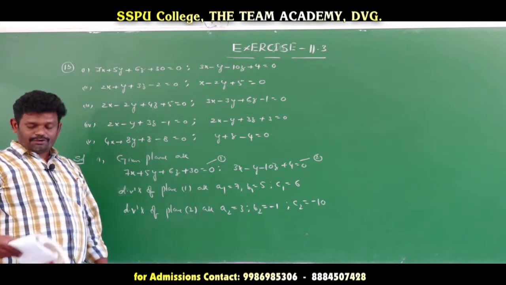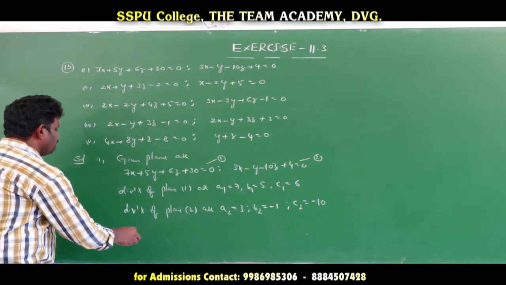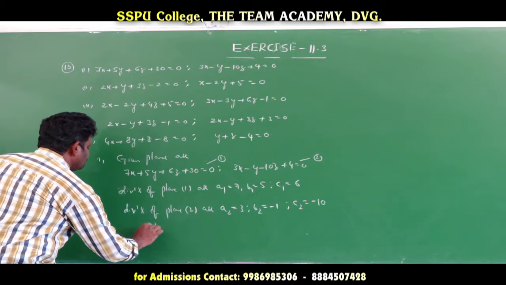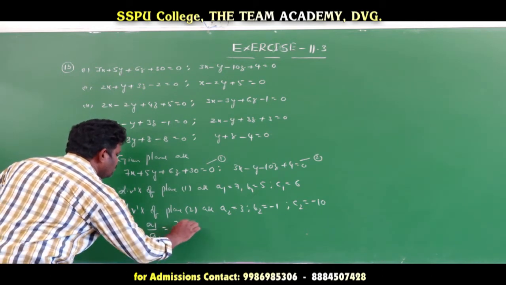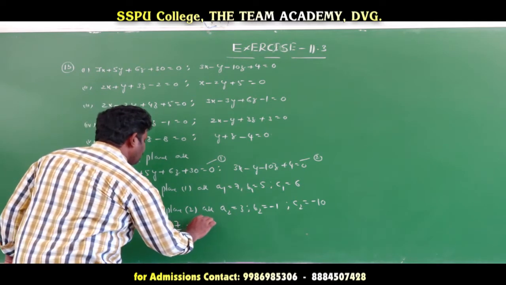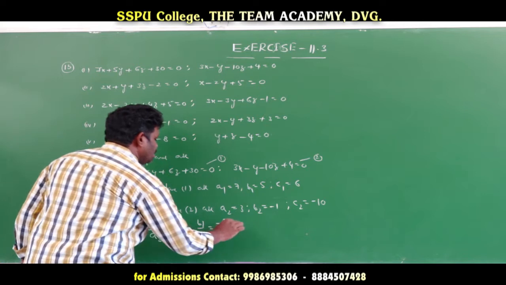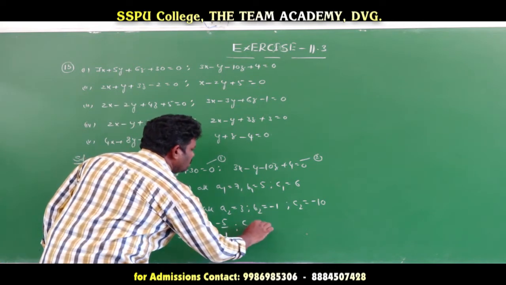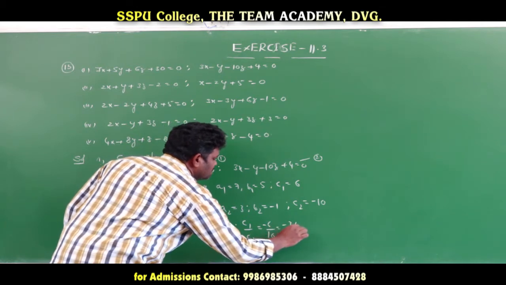Now we verify the first condition, whether the given planes are parallel. If we verify the ratios, A1 by A2 is equal to 7 by 3, and B1 by B2 is equal to -5 by 1. C1 by C2 is equal to minus 6 by 10, which is equal to -3 by 5.